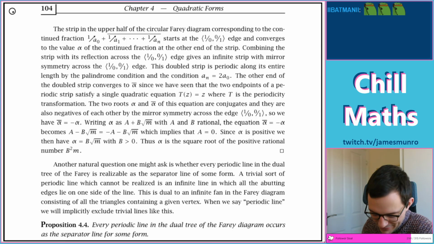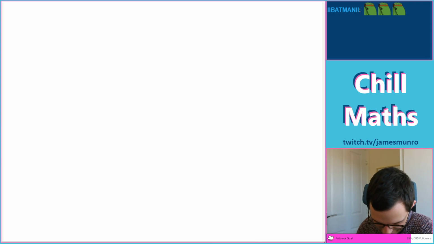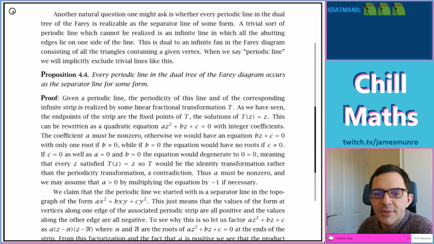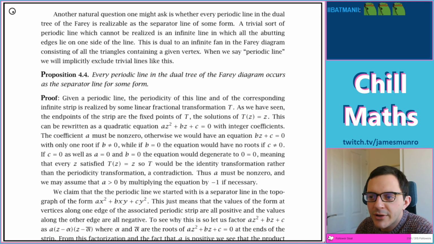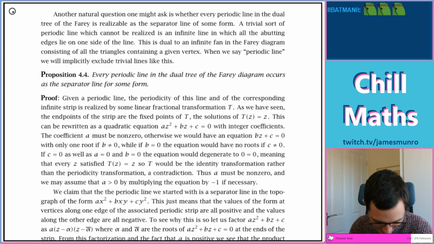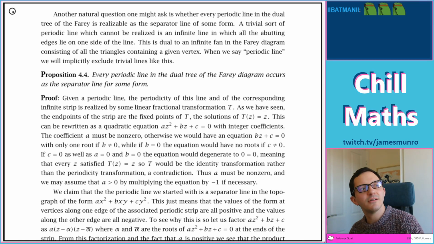Right, we're ploughing through this to try and get to a symmetry point, but also finding out what they want to do in between. Oh my gosh, we have so many proofs now. Every periodic line in the dual tree of the Farey diagram is realisable as the separator line of some form.